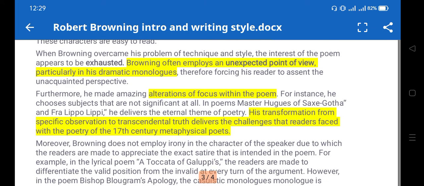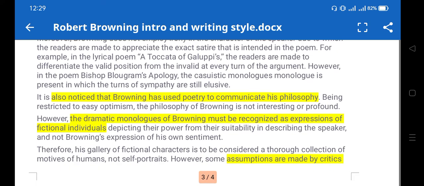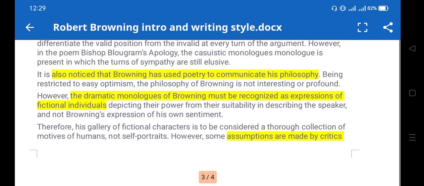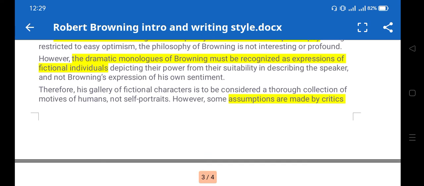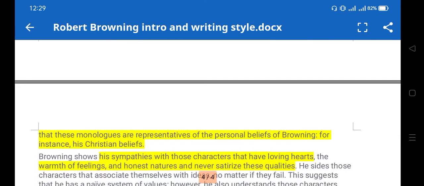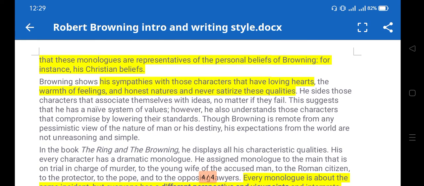And furthermore he made amazing alterations of focus within the poem, and his transformation from specific observation to transcendental truth delivers the challenges that readers face with the poetry of 17th century metaphysical poets. And also notice Browning has used poetry to communicate his philosophy. However, the dramatic monologues of Browning must be recognized as expressions of fictional individuals, and some assumptions are made by critics that these monologues are representative of personal beliefs of Browning, right?